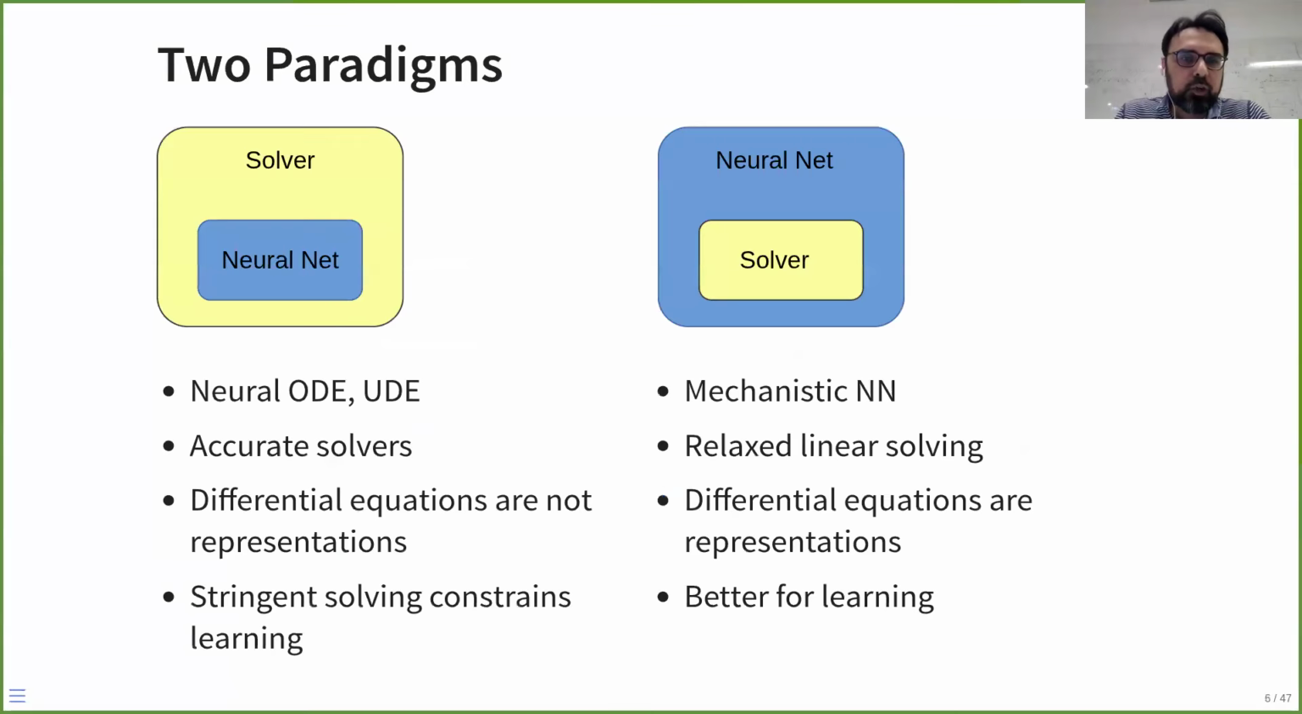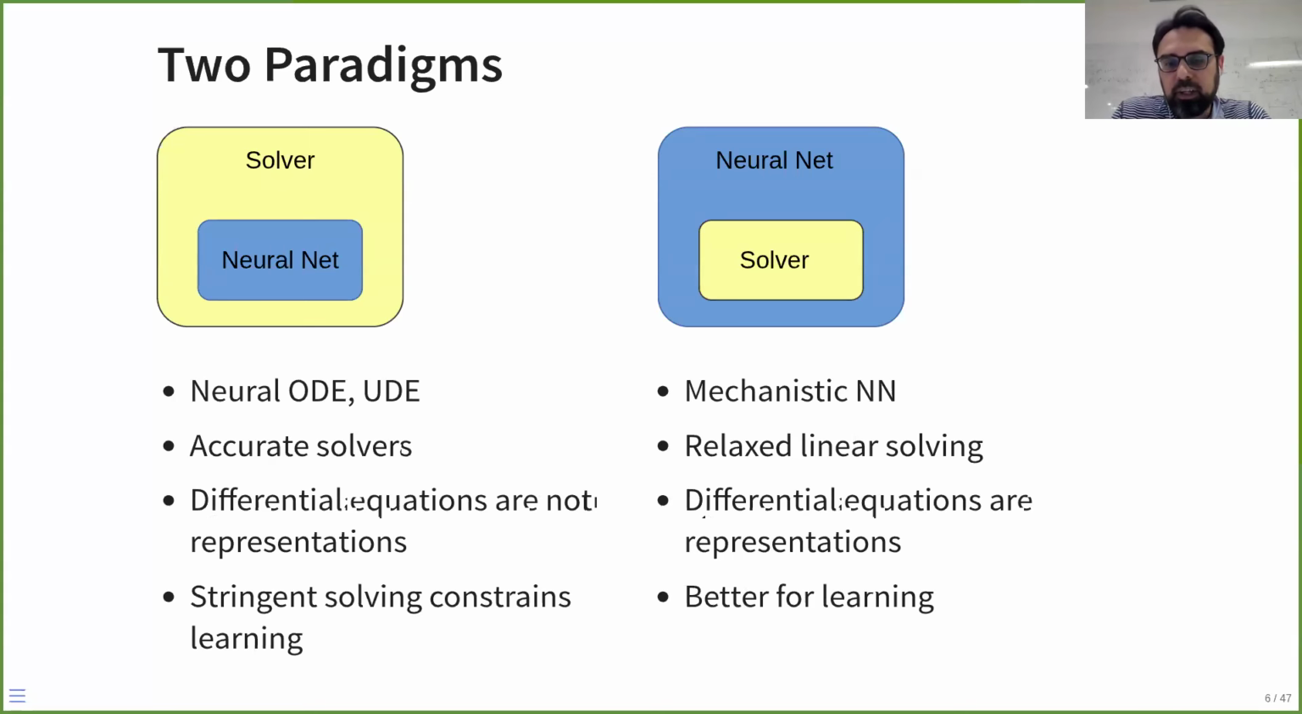So this gives us two paradigms. You can either have the neural network embedded in the solver, or you can have the solver embedded in the neural network. So on the left, when you have a solver that contains a neural network, paradigmatic cases of this are neural ODEs and universal differential equations. Over here, you get accurate solvers, and you have stringent solving constraints on those solvers. What you do not get from this is differential equations are not representations in this case.